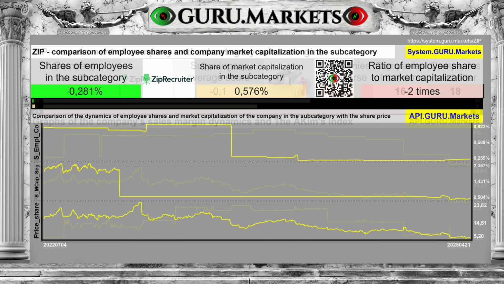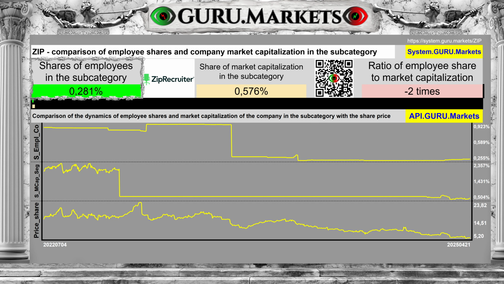The company's share by number of employees in the subcategory is 0.281%. This is 105% less than the market capitalization share. This fact shows the imbalance in the current market value of the company ZipRecruiter Inc, rather towards revaluation.